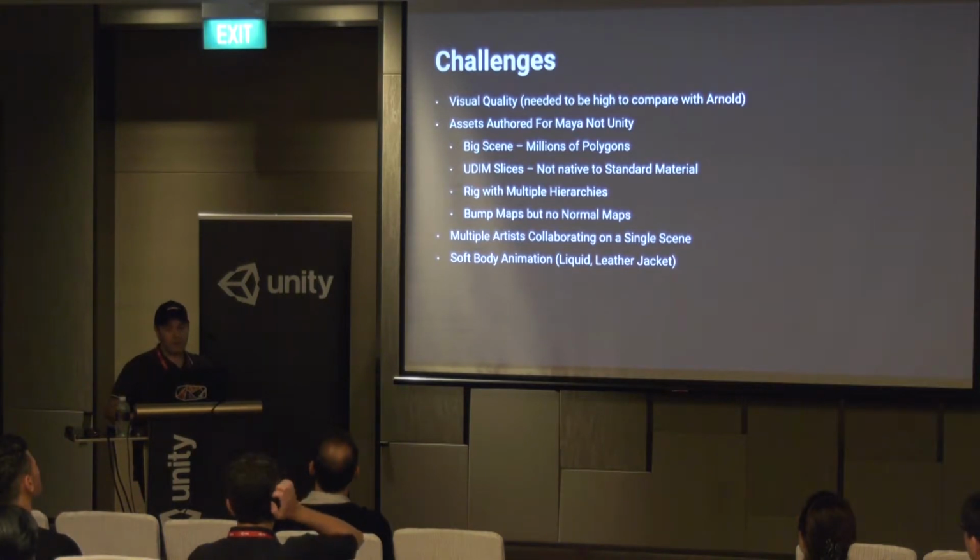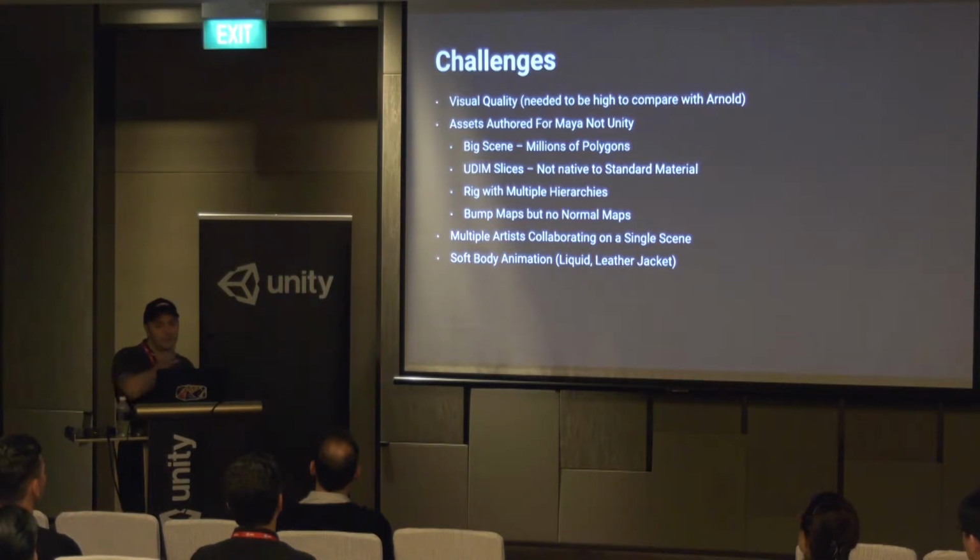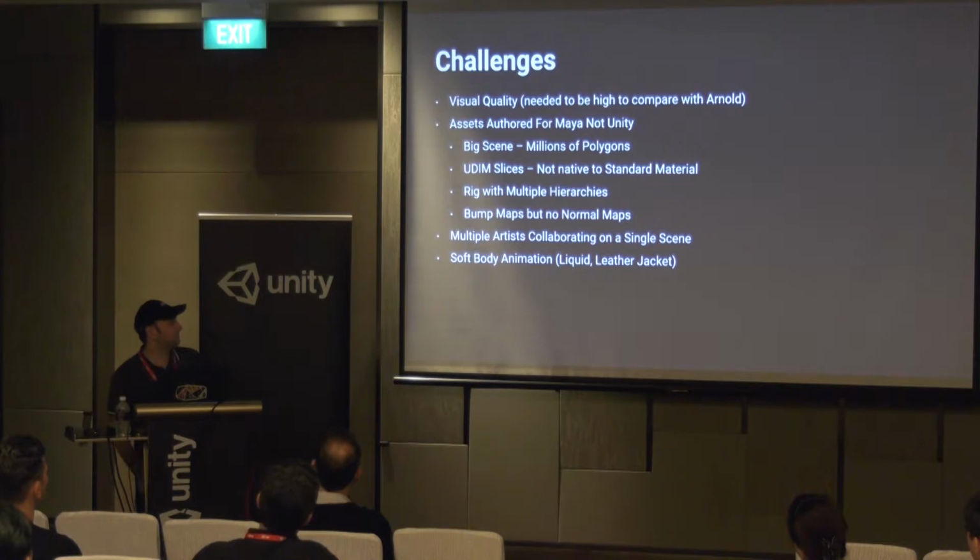We also had to have a lot of artists working on the same scene, which is something that we had not tried in Unity. We had a scene artist, we had animators, a lighter, everyone kind of working on top of each other. And the final challenge is we had some shots that needed some soft body animation. We had a leather jacket that we needed to animate. We had a bowl of soup that you'll see in a moment. And it was going to be tricky to see how this could be done with Unity.